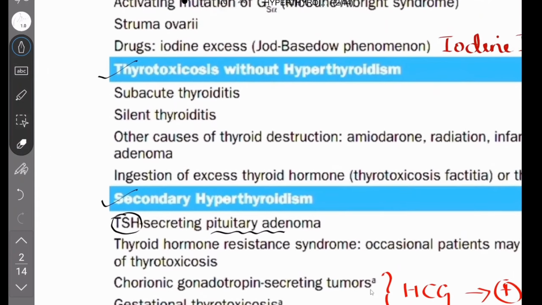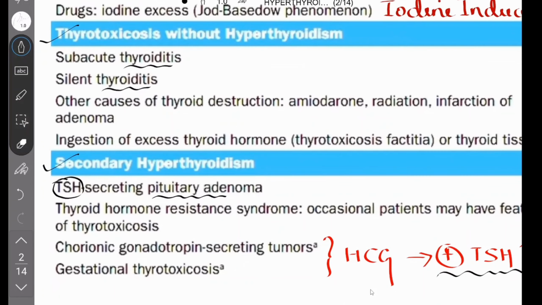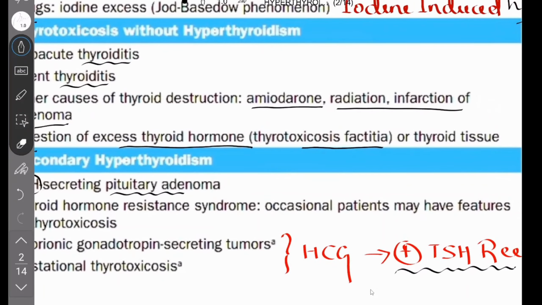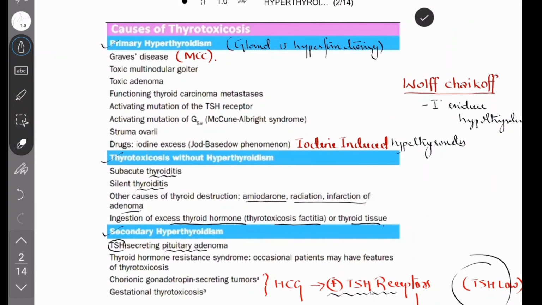Next is thyrotoxicosis without hyperthyroidism, which means subacute thyroiditis and silent thyroiditis, which means the destruction of the thyroid, releasing so much thyroid hormone into the body. Other causes of thyroid destruction are amiodarone, radiation, infarction of adenoma, injection of excess thyroid hormone, thyrotoxicosis factitia, or thyroid tissue. These are the major reasons regarding the causes of thyrotoxicosis.